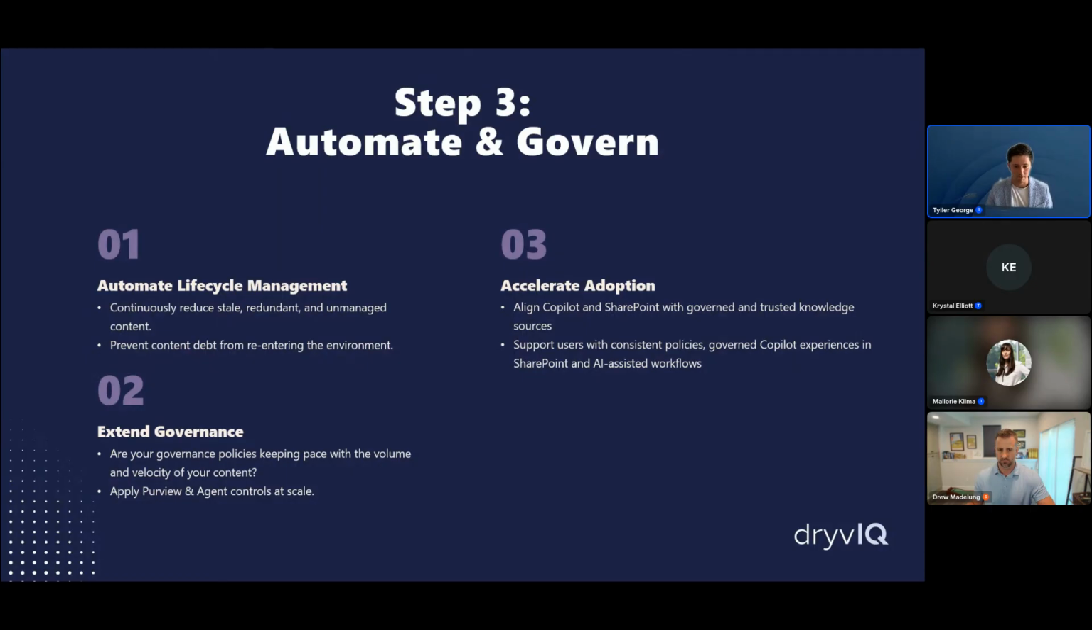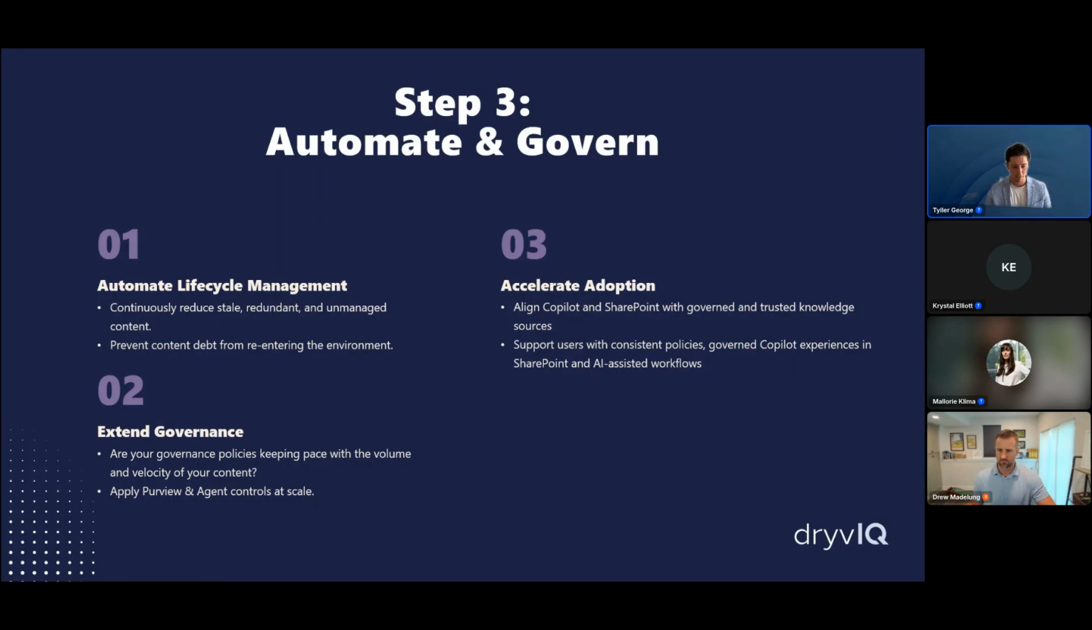Handle archival or otherwise disposition rules. Keeping an automated lifecycle management, that's what will prevent your content debt from re-entering after that one-time exercise. So the second part is extending your governance controls. As your volume grows, governance can't just rely on manual review. We can't have users review too much of our content. And that's where capabilities like Purview, classification policies, and built-in AI controls can help you apply protection and policy enforcement.